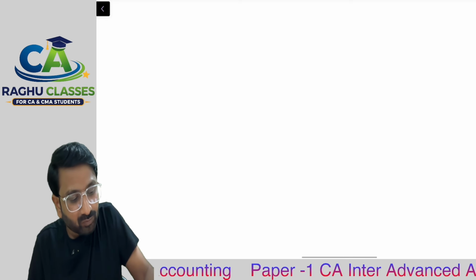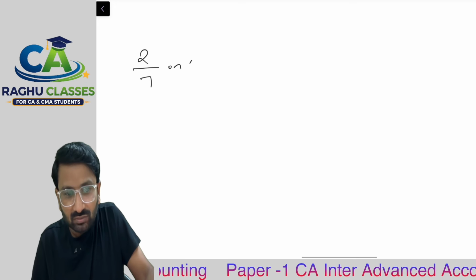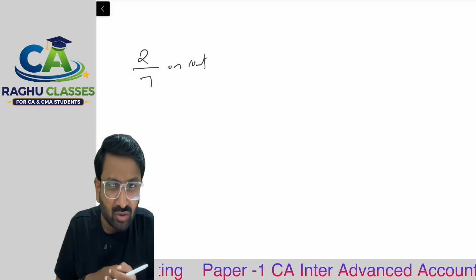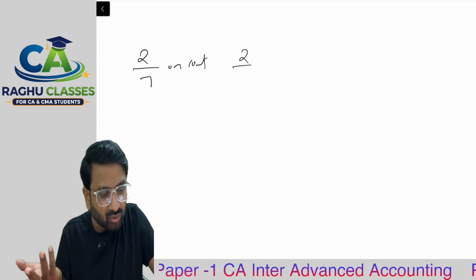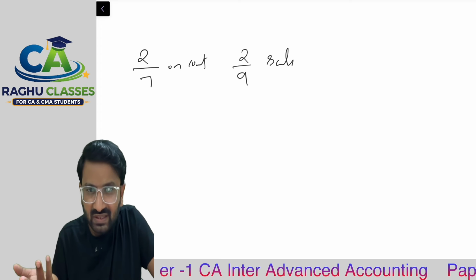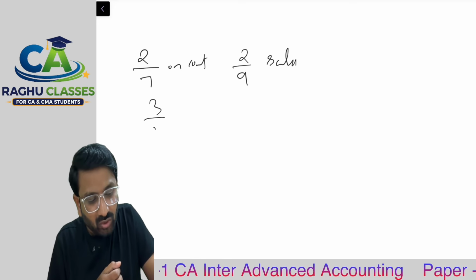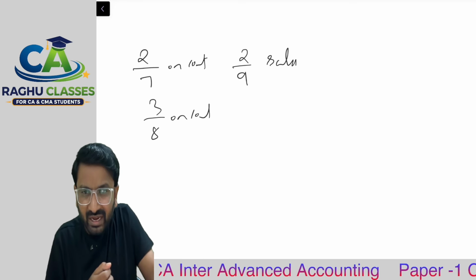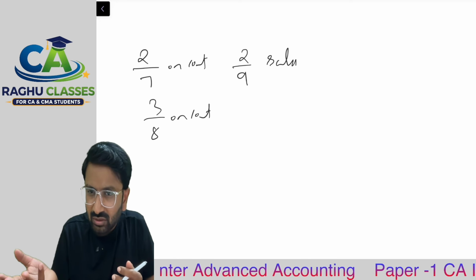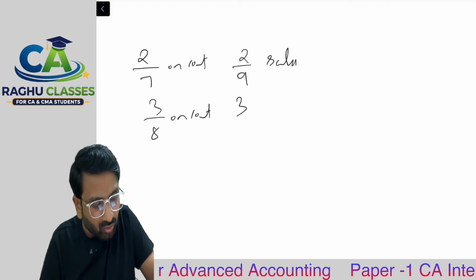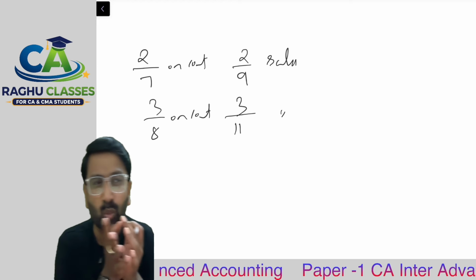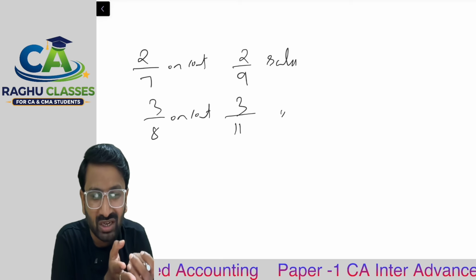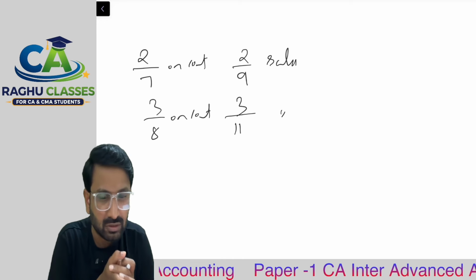Let's say 2 by 7 on cost. So when I say 2 by 7 on cost, profit is 2, cost is 7. So sales will be 9. So 2 by 7 on cost can be 2 by 9 on sales. 3 by 8 on cost. So if it is 3 by 8 on cost, profit is 3, cost is 8. If it is 3 by 8 on cost, it's going to be 3 by 11 on sales. Is that clear? So this is one shortcut that can be remembered so that it will become very easy when I'm doing the questions. Clear? Okay.